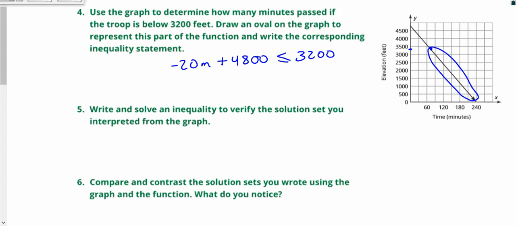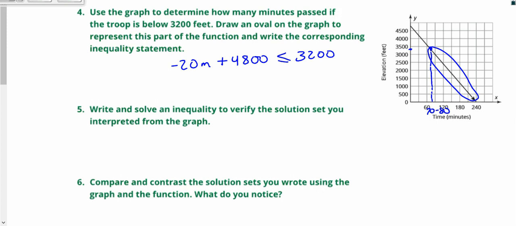So we just wrote the inequality to verify the solution. If we go down here, it looks like it's 60 to 120, so it's going up by 40 for every 2 marks. So it looks like it's about 70, 80 minutes or so. But we want to know for sure when they're going to hit it.